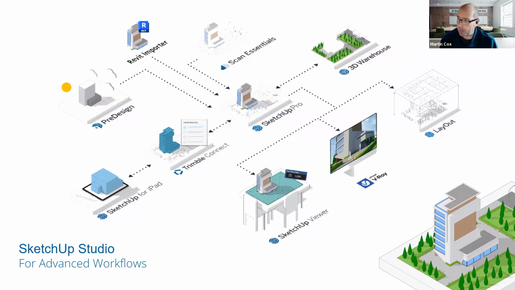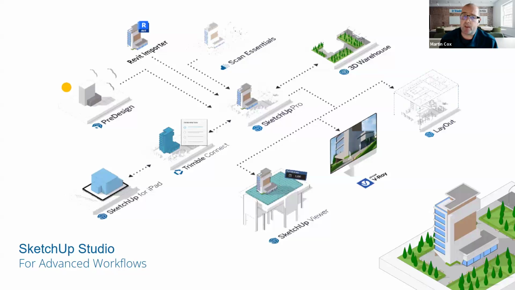Now, focusing on SketchUp Studio, it comes with all the tools that SketchUp Pro comes with, and we still see people that don't realize the amount of tools they have available to them, even in their SketchUp Pro subscription. Things like SketchUp for iPad, you have that available. Trimble Connect, their cloud storage and project management tool, is included in your SketchUp Pro license. The 3D Warehouse tools, the SketchUp viewers, and Layout as well.